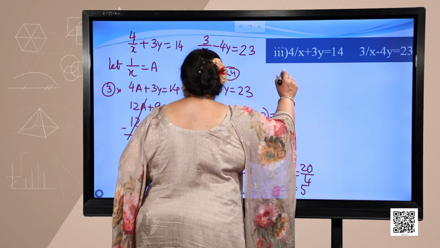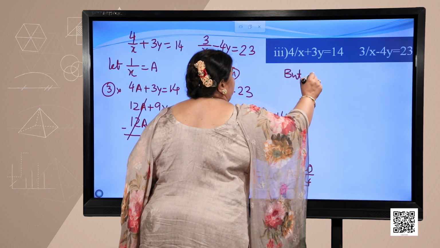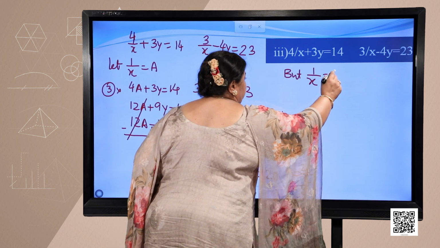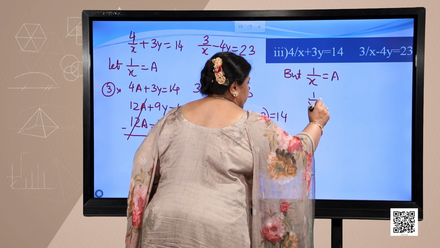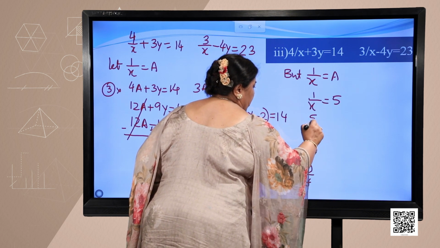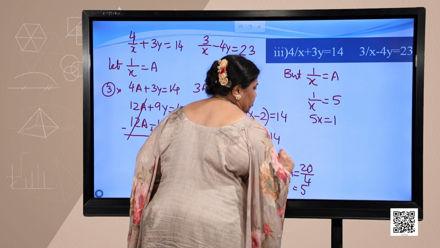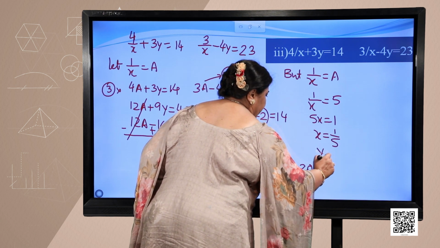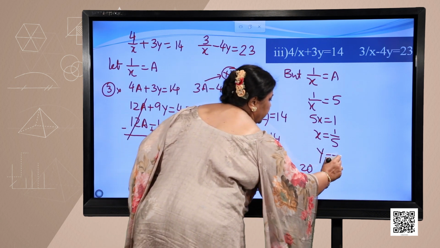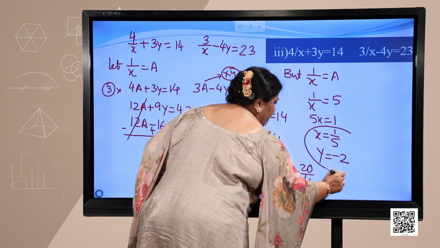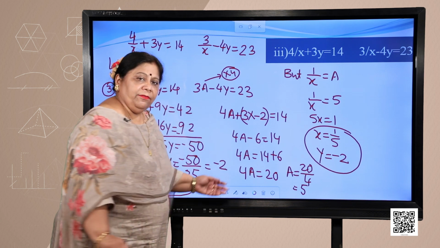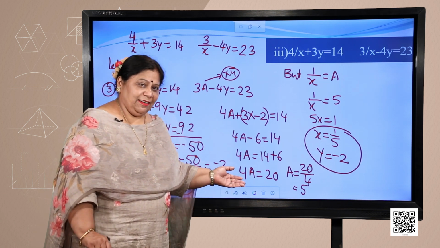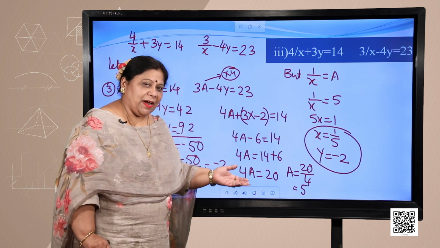So, for a what we had taken, 1 upon x is equal to a. So, 1 upon x is equal to 5. I can write this as 5x is equal to 1 or x is equal to 1 upon 5, and y we got as minus 2. So, these are the values of x and y. I hope it is clear. Now, let us go to the next part.